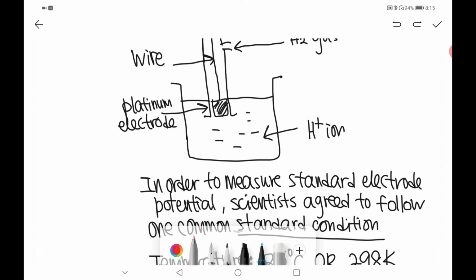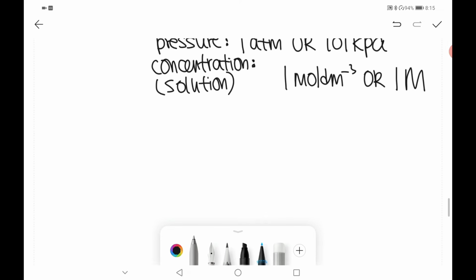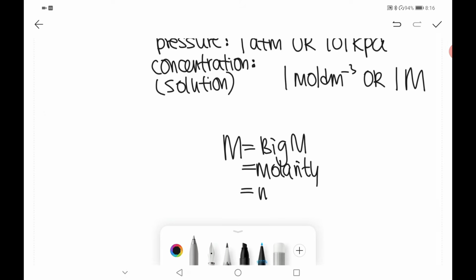Standard temperature, 25 degrees Celsius. Standard pressure, 1 atm. Standard concentration, 1 mole per dm cube. Sometimes in the book they write it as 1 M, using one letter to simplify. In chemistry, when you see capital M, it means molarity, and the unit is mole per dm cube.